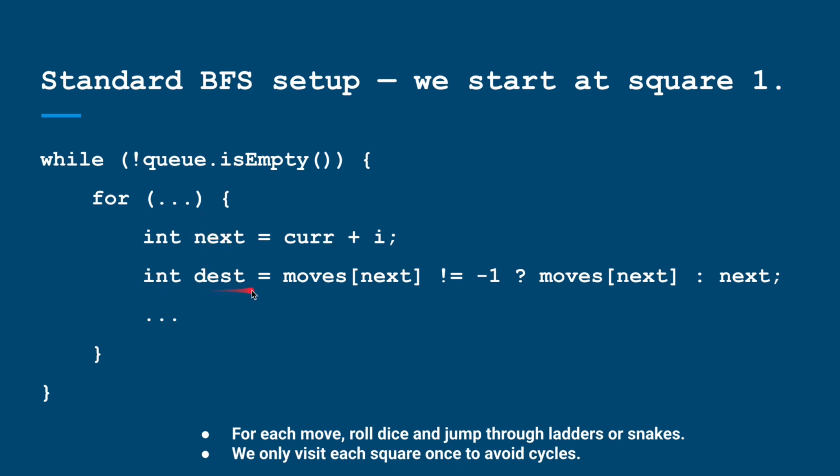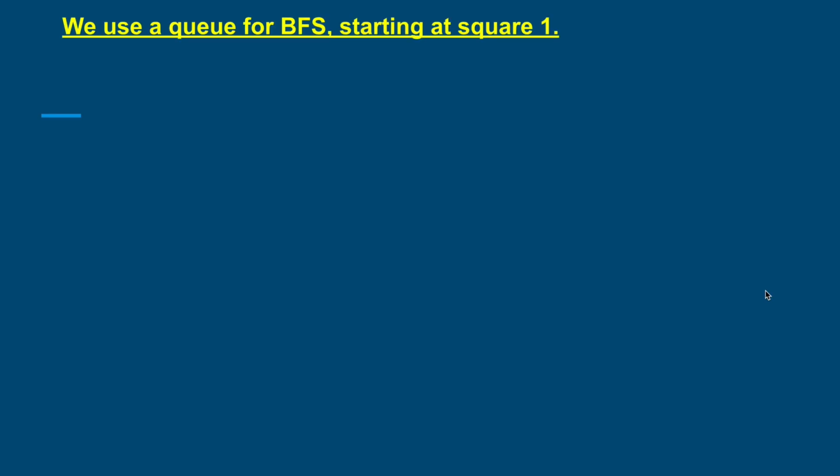How will we find the destination? If moves at next is not equal to -1, then we go to moves at next, otherwise we take next. For each move, we roll the dice and jump through the ladder or snake. Then we visit each square only once to avoid cycles. We use a queue to do the BFS, and we start from square 1.